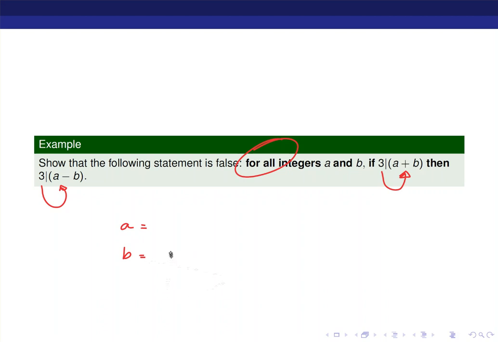For example, I could pick 1 for a and let's say 2 for b. Then 3 will divide 1 plus 2 because 3 divides 3. However, 3 will not divide 1 minus 2 because 3 does not divide -1, the result. So that would be considered one counterexample, and there's more than one option here.